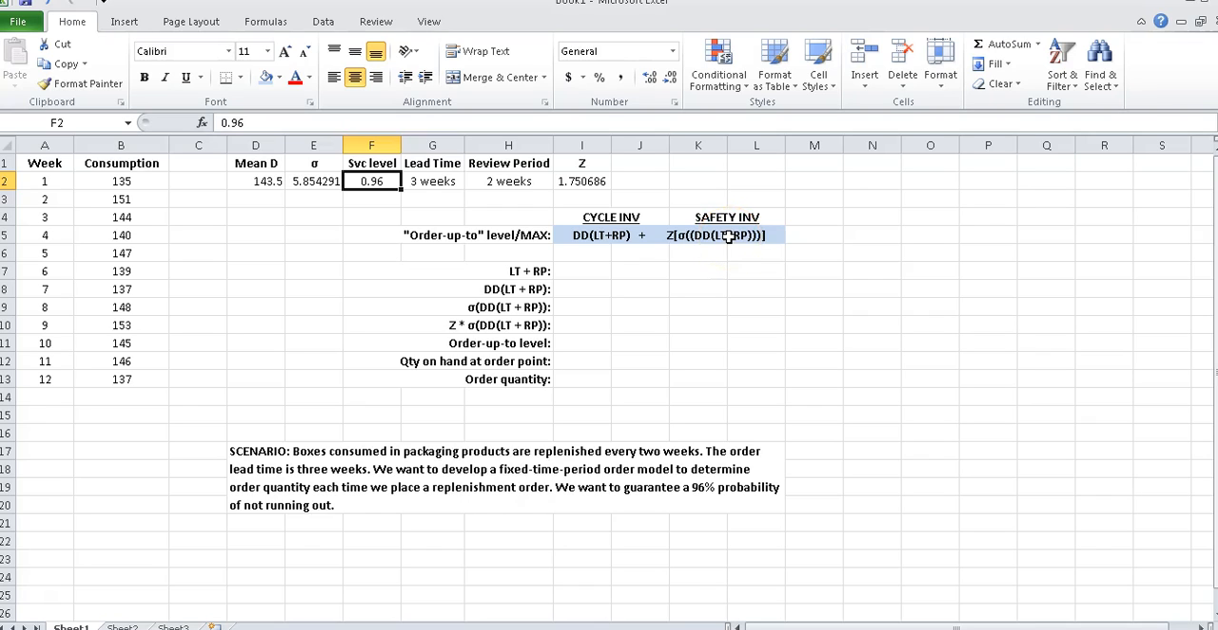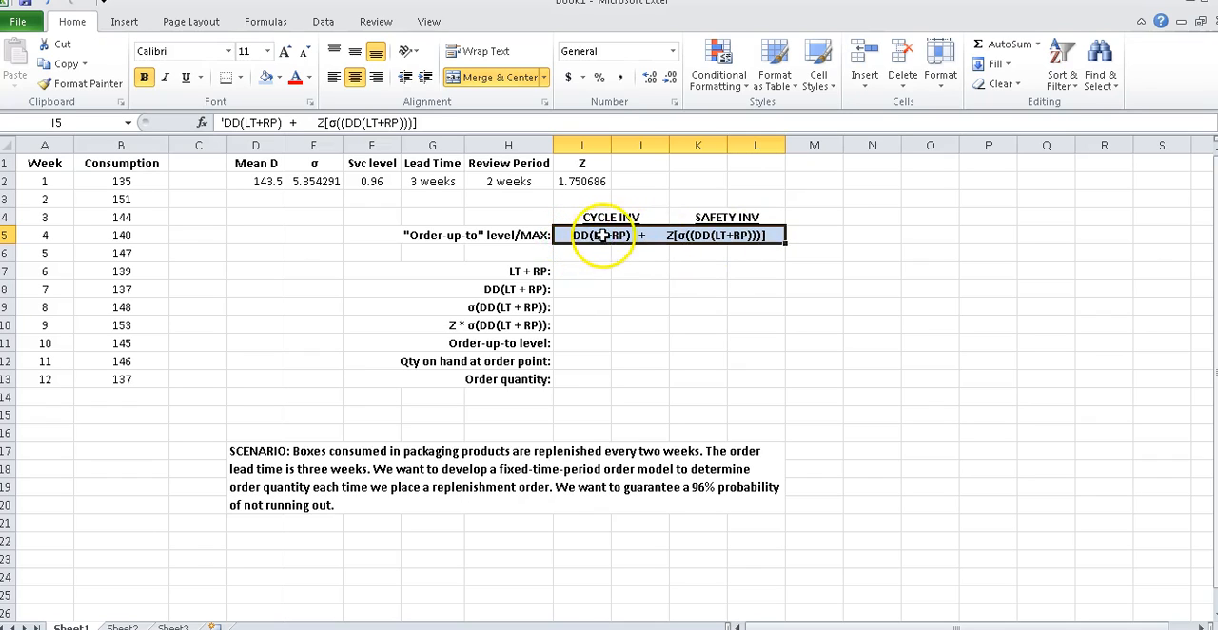So we're going to have to add some amount of safety inventory to our order up to level that will take our probability up to that desired 96%. The formula for our cycle inventory piece is the demand during lead time plus review period. The review period is the order interval, the time between inventory reviews. So the demand during lead time plus review period, which would be demand over 5 weeks, plus Z times the standard deviation of demand over that same 5-week period.